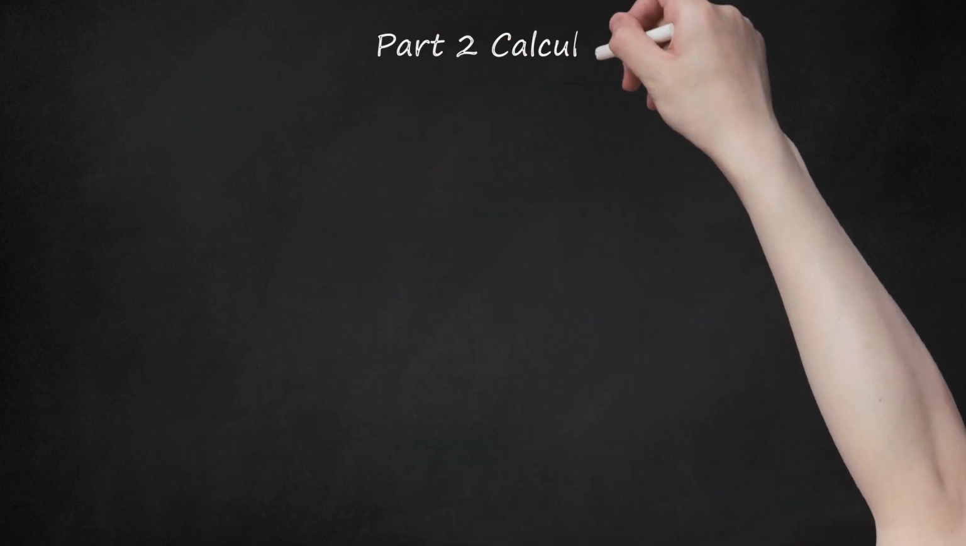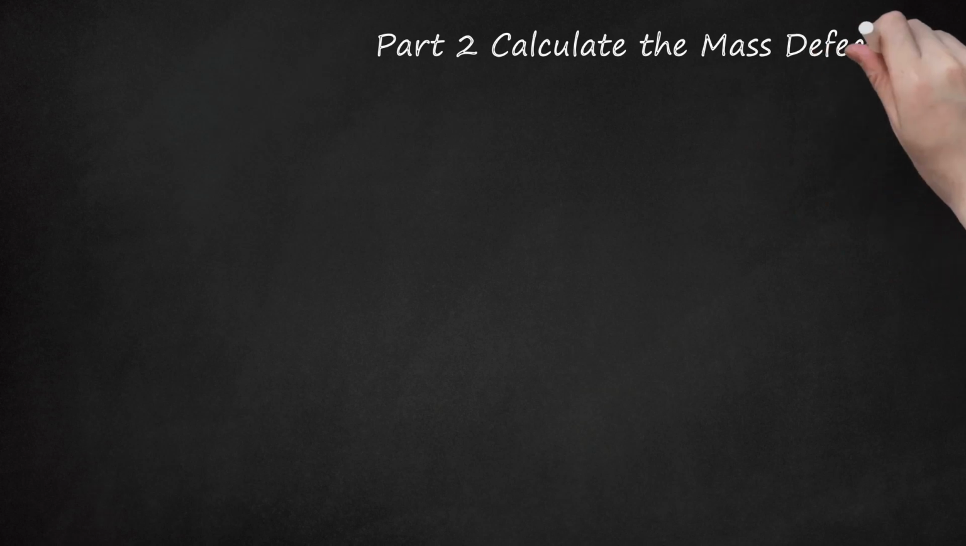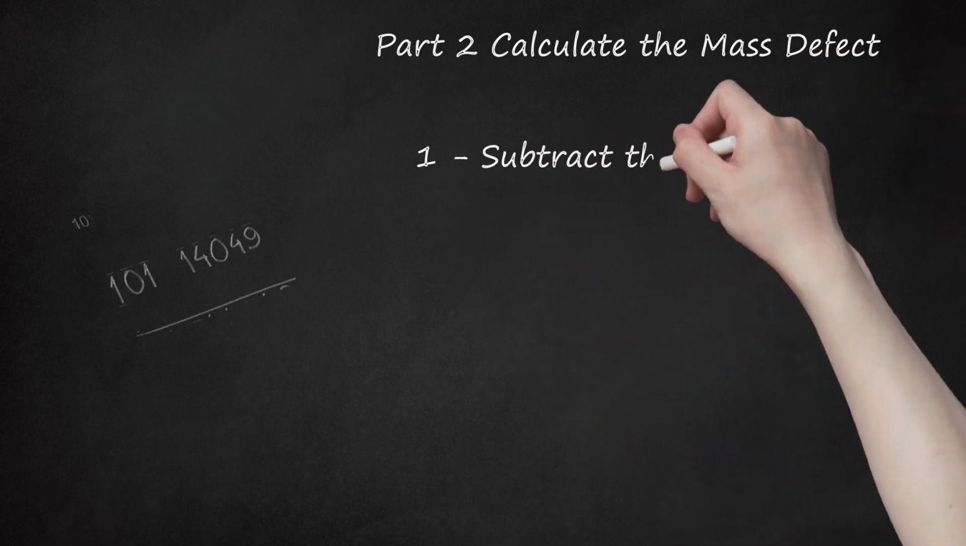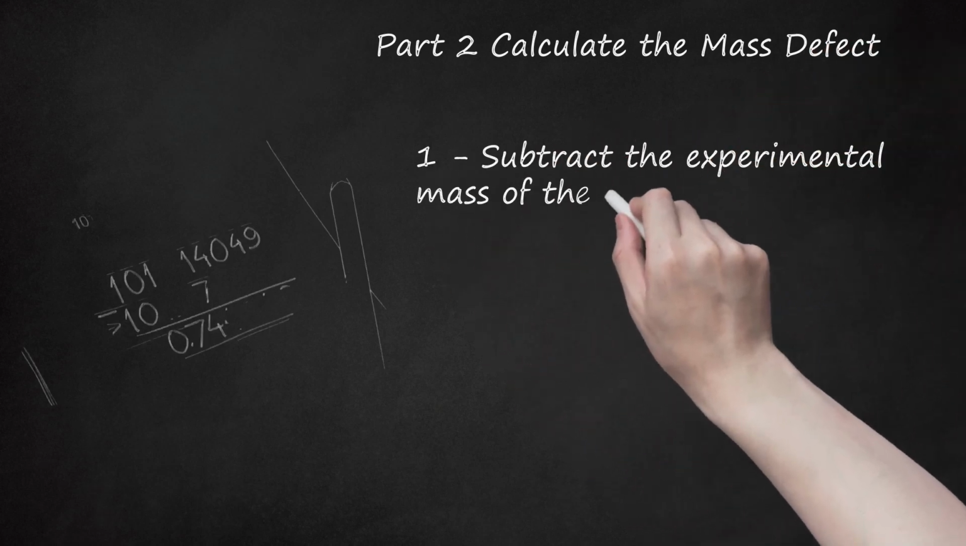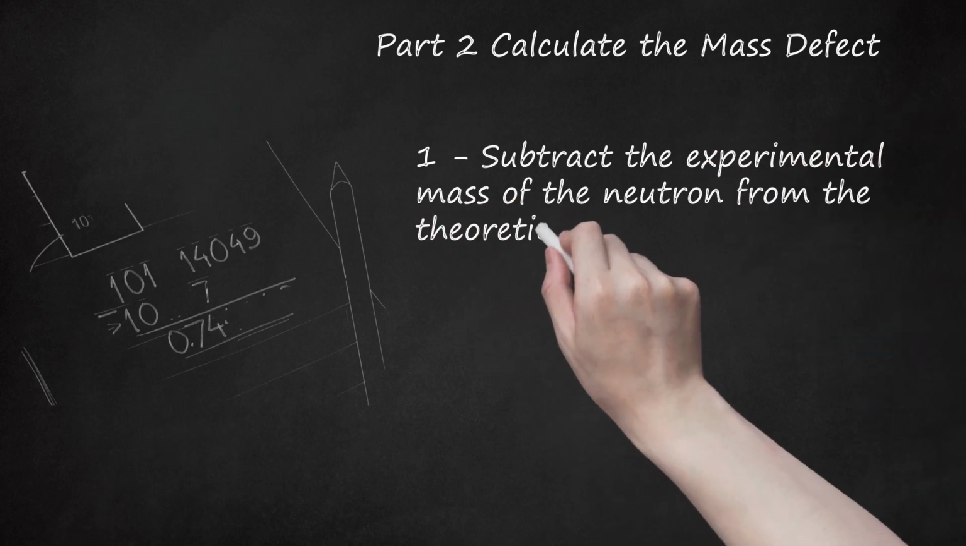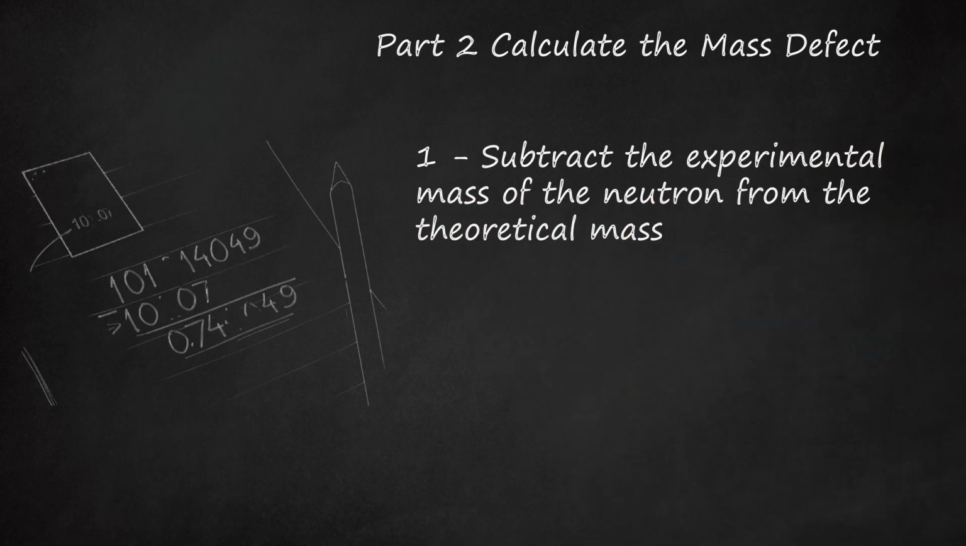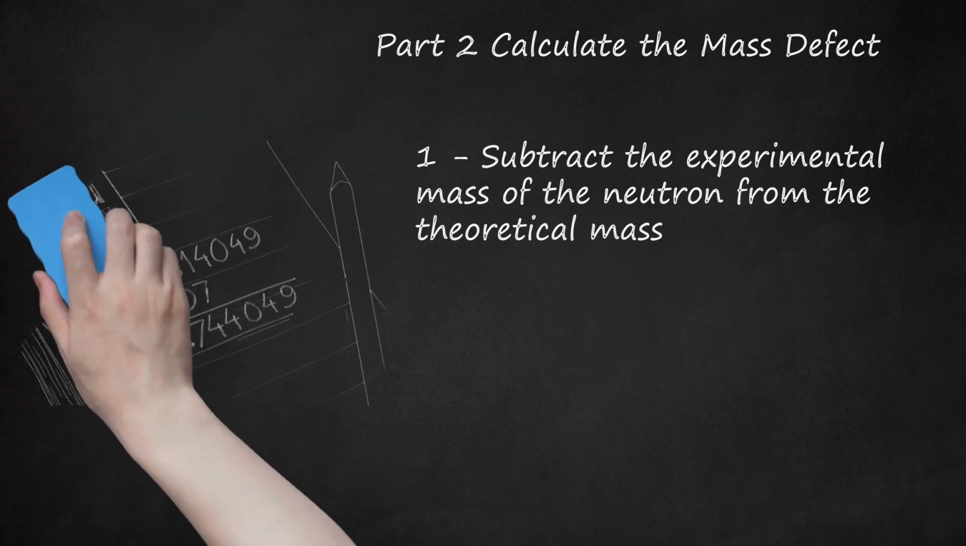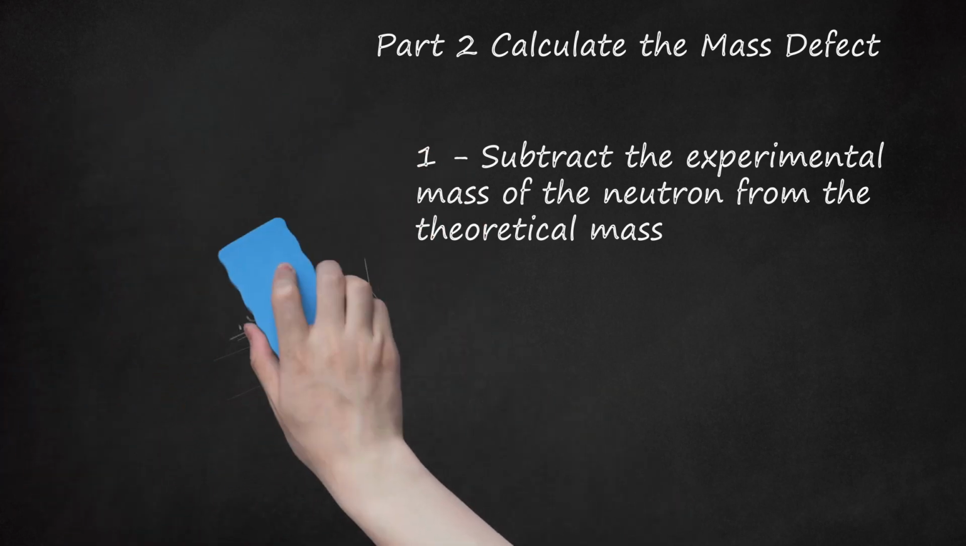Part 2. Calculate the mass defect. 1. Subtract the experimental mass of the neutron from the theoretical mass. This difference is the mass defect. You can convert it to kilograms and use Einstein's E equals mc squared to calculate the binding energy required to hold the nucleus together.